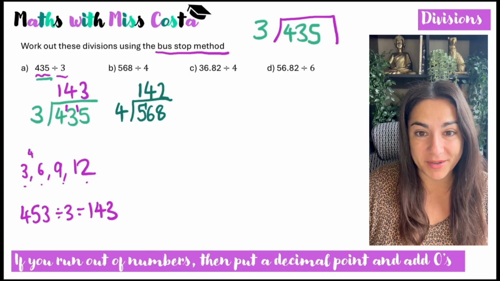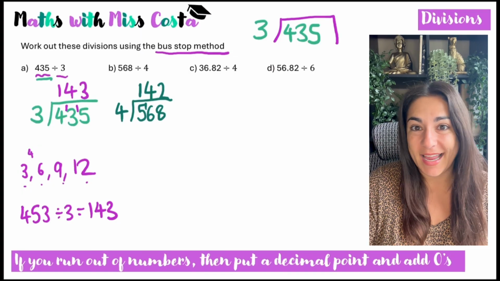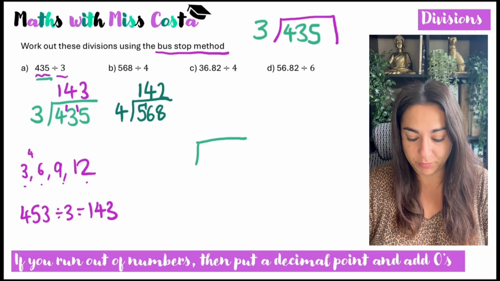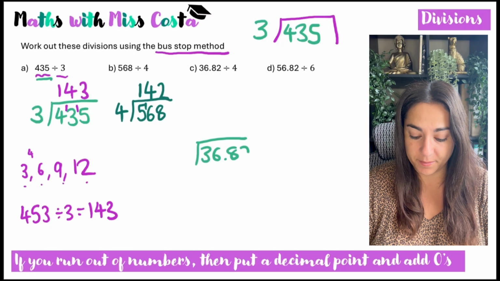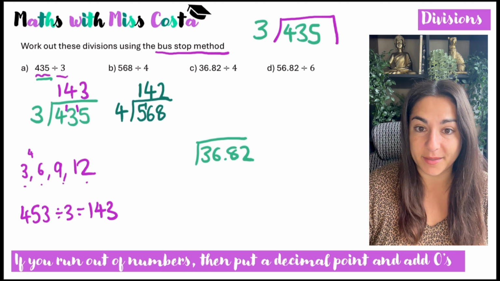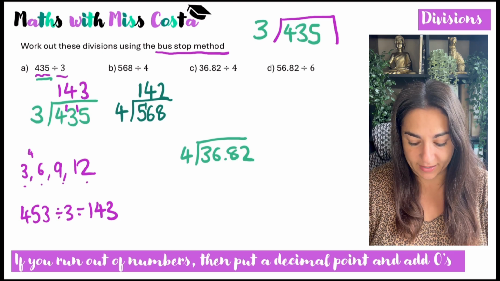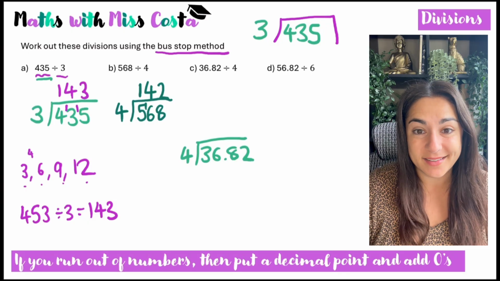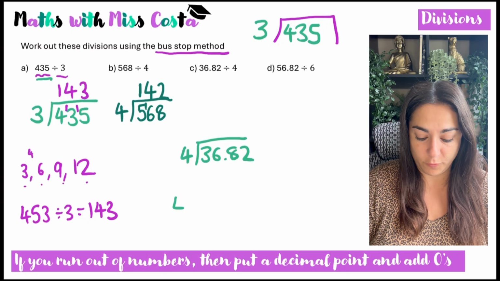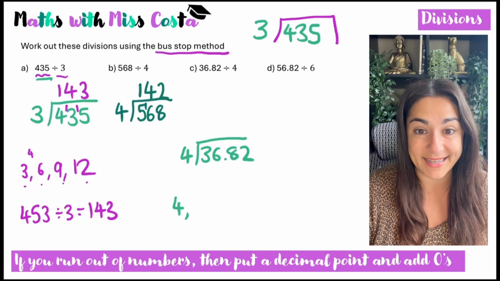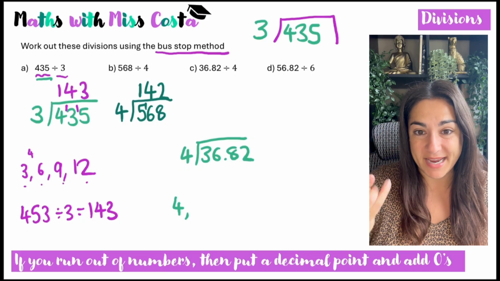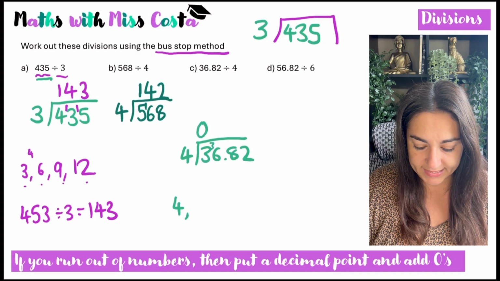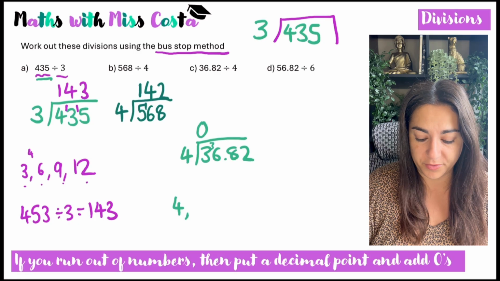Okay, so now I've got the bus stop method with some decimals, and I'm using the exact same method. So 36.82 is the number that arrives first, so it gets to wait inside the bus stop. 4 goes on the outside. I think to myself, how many times does 4 fit into 3? Well, it doesn't, because the first number in the 4 times tables is 4, and 3 is less than 4. Therefore, there's a remainder of 3, because none of that 3 gets used. So I put 0 here, and I put the 3 next to the 6.